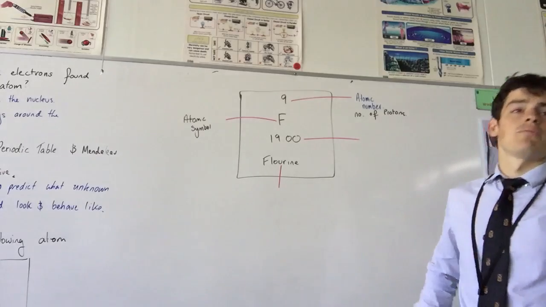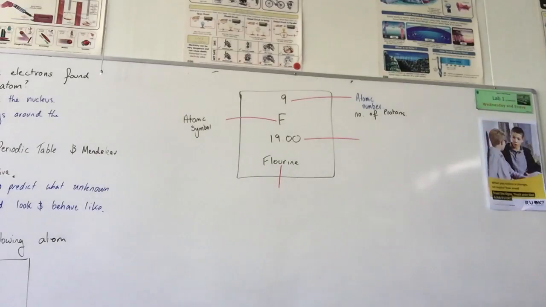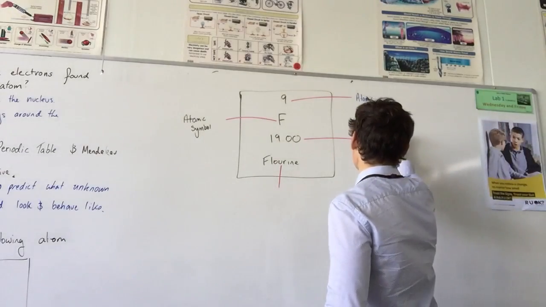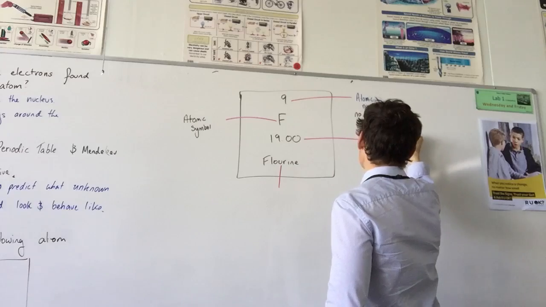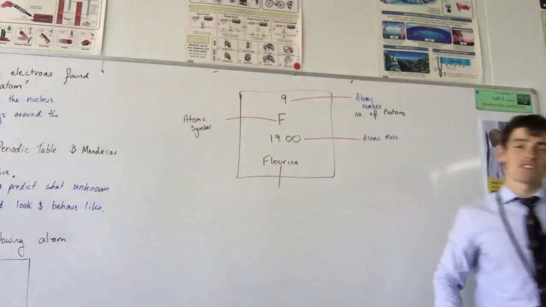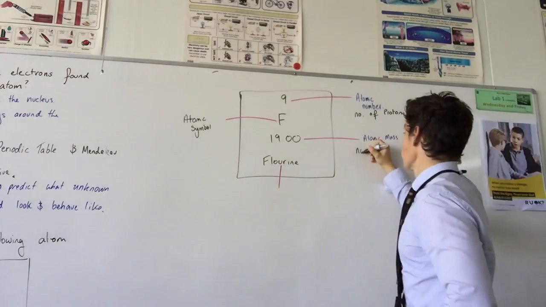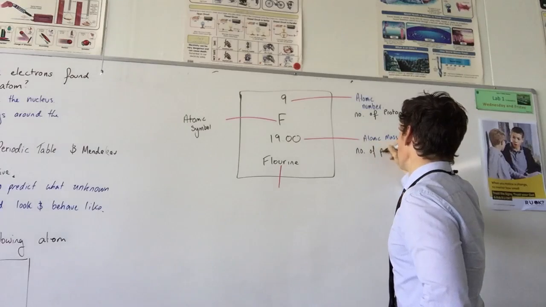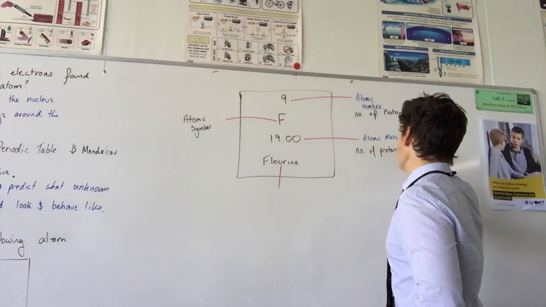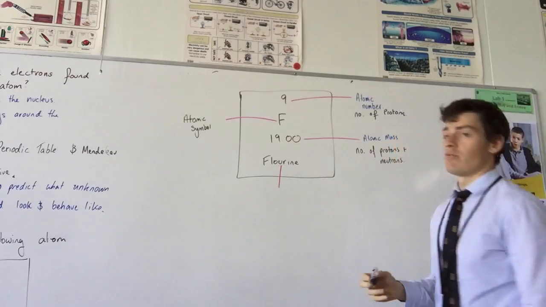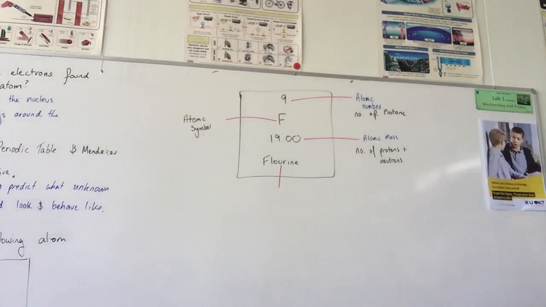What's the 19.00 telling us? Atomic mass. And what does that tell us about the atom? How many electrons is it? Protons and neutrons. Yep, so we've got the number of protons plus neutrons. I heard someone say it very well in my other class today. So what's that really telling us? The mass. Yeah, the mass.